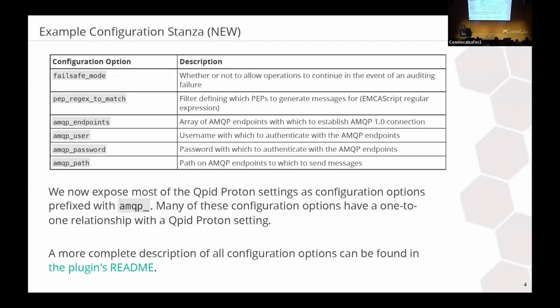We've got AMQP endpoints, where we have split out where we're telling the plugin to connect for the AMQP connection. We've got AMQP user and password, so you can actually authenticate now without having to shove everything into one string and hope it works and can be parsed correctly. And we've got the path, which is pretty much the same thing as topic.